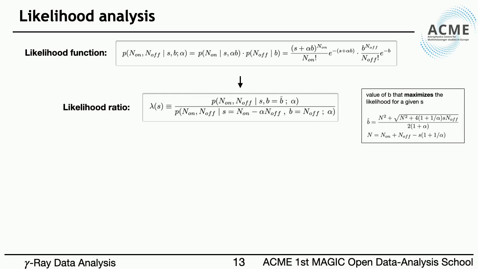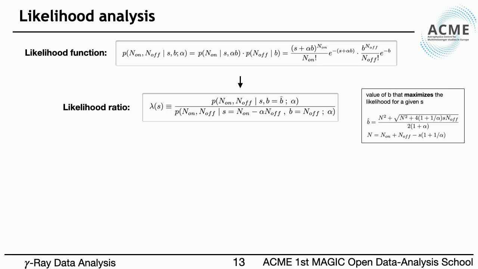The next step is to construct the likelihood ratio, in which at the numerator we have our likelihood expression, while at the denominator instead we have the maximum value of the likelihood. One can prove that such a maximum value is reached when S is equal to n on minus alpha n off, and B is equal to n off. So this means that, as expected, the best estimate for S is the difference between the counts in the on and off region, with the latter rescaled with the factor alpha, and the best estimate for B is instead n off.